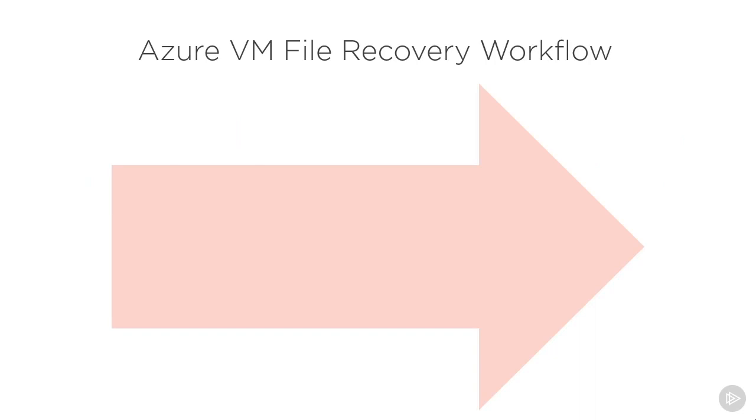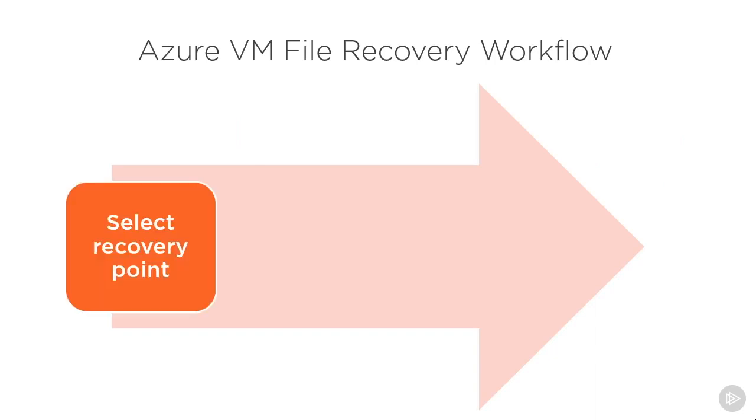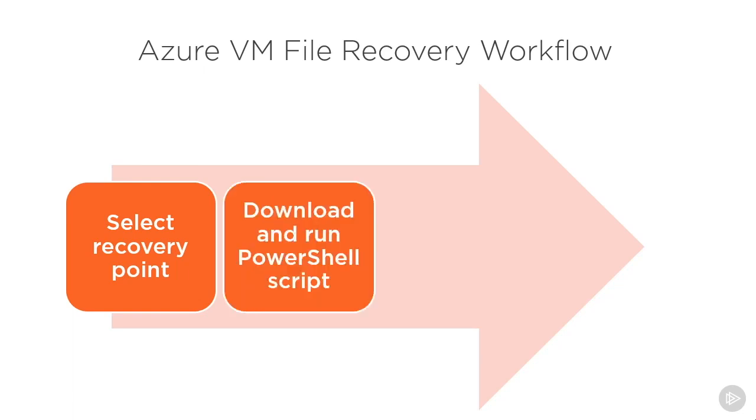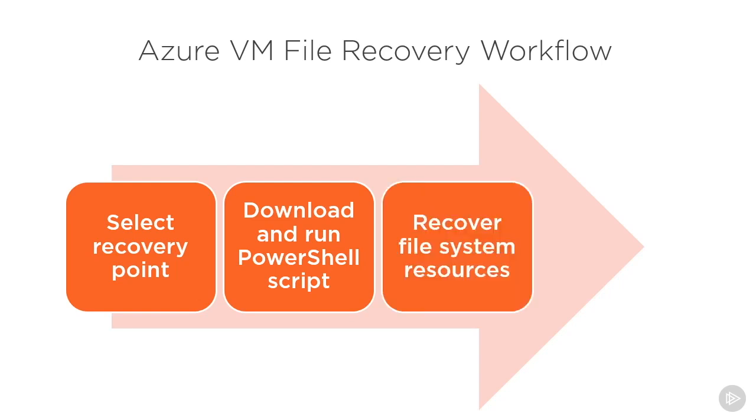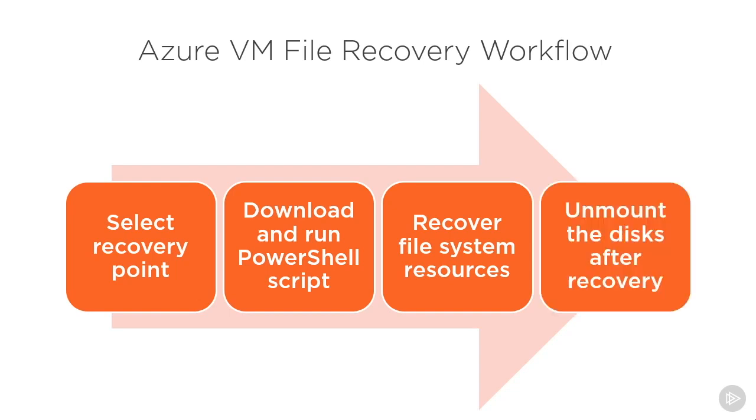There's 4 steps in the Azure VM File Recovery workflow. First, you select the recovery point that you want to investigate. Second, you download and run the PowerShell script that the Azure portal provides for you. You run that script from an elevated console prompt or whatever your IDE is on your administrative workstation, and the recovery point disks will be mounted as mapped network drives and therefore accessible on your local system. You recover the file system resources using good old drag and drop or programmatic copy, whatever you want to do, and then you finish by unmounting the disks after recovery. Easy peasy, right? Well, it really is.